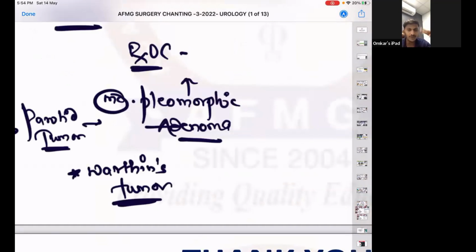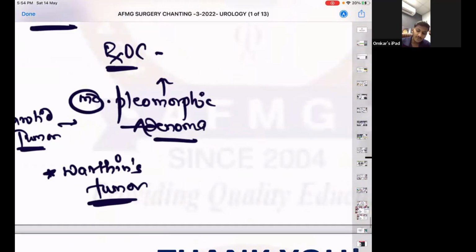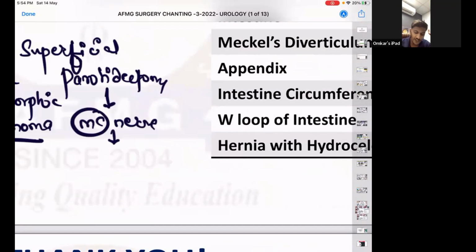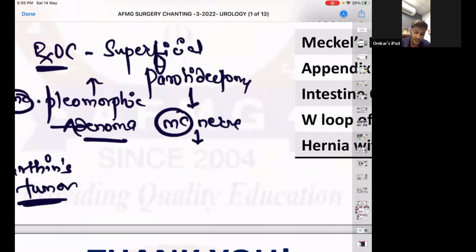What is the treatment of choice for both these tumors, whether it is a Warthin's tumor or pleomorphic adenoma? In cases of superficial tumors, it is superficial parotidectomy. Remember, since it is not invasive, don't mark it as a radical parotidectomy. It is only a superficial parotidectomy. What is the most common nerve injured? It is a branch of the facial nerve, the auriculotemporal nerve.